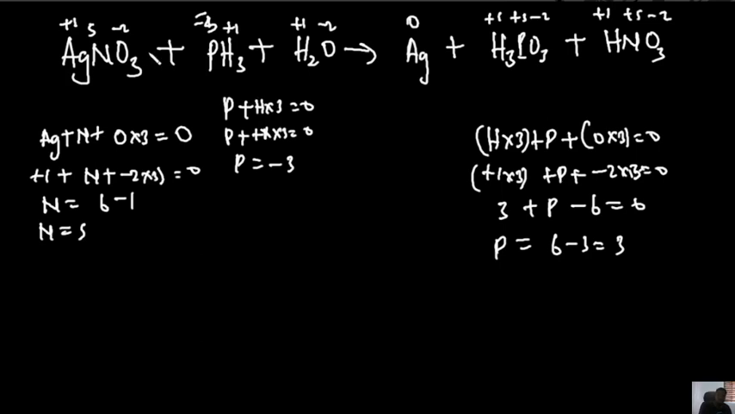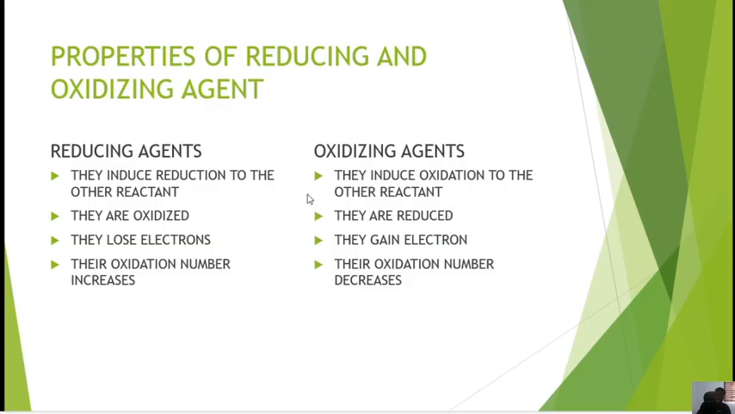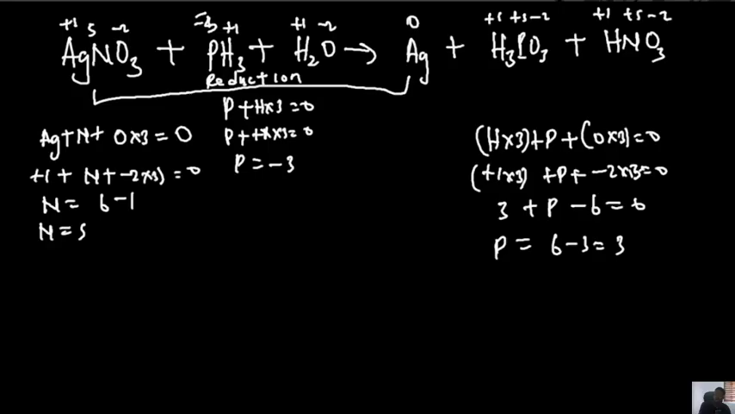Okay, so let's note something. Silver here used to be +1, but when it crossed over to this side, it became 0, which means it's reduced. Reduction occurred. There was a decrease in oxidation number. So let's look at our features. If reduction occurs, which of these substances is responsible for reduction? You'll notice that the oxidizing agent is what is reduced. Oxidizing agent is reduced while reducing agent is oxidized. So because silver in AgNO3 was reduced, the implication is that it is the oxidizing agent. So you can put that down, that this is the oxidizing agent.